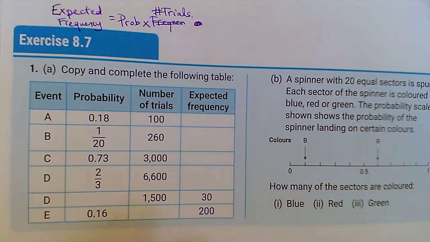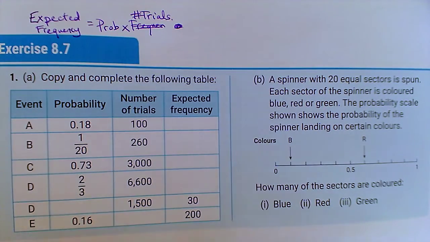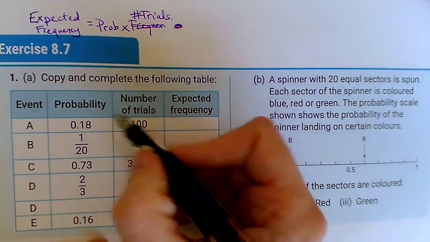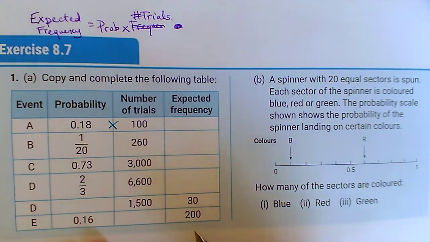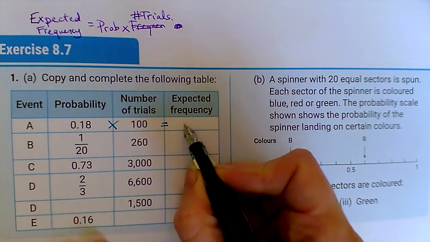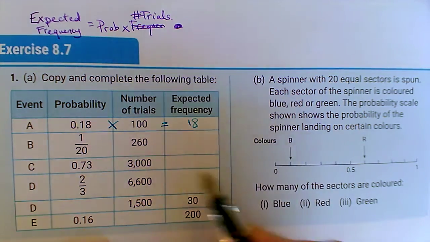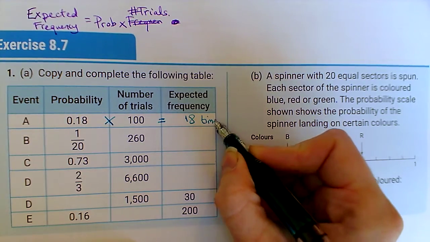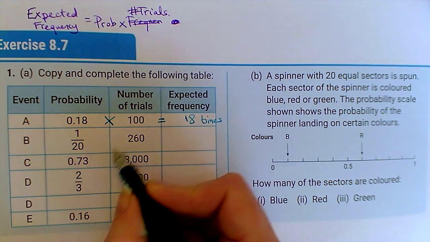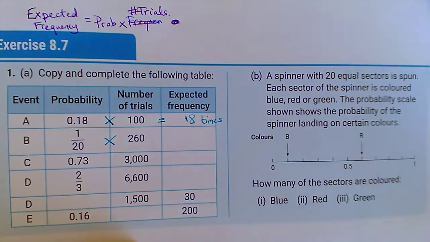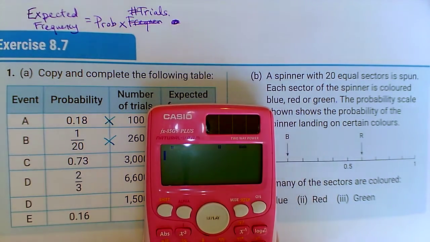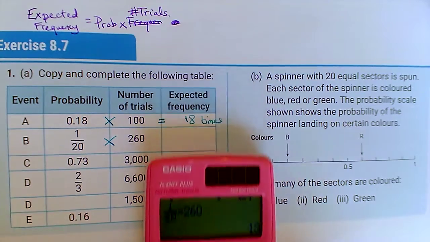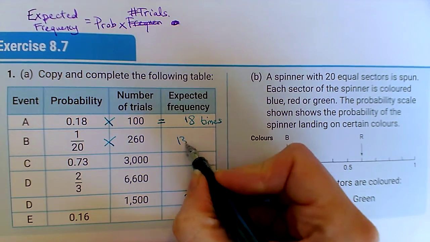So let's fill in this table then. In A, the probability is 0.18, the number of trials is 100, we multiply them together and my expected frequency is 18. So whatever that event is, we expect it to happen 18 times. B, 1/20th, and we're multiplying by 260. You can write that down or you can just do it in your calculator. 1/20 multiplied by 260, and that gives us 13.